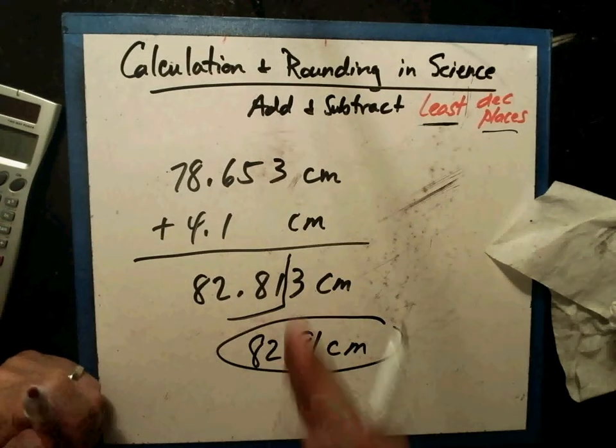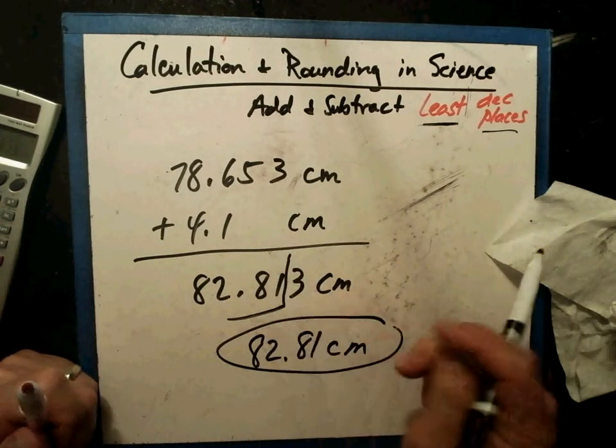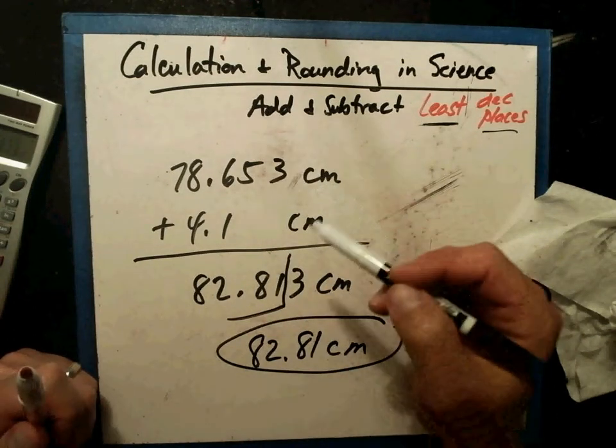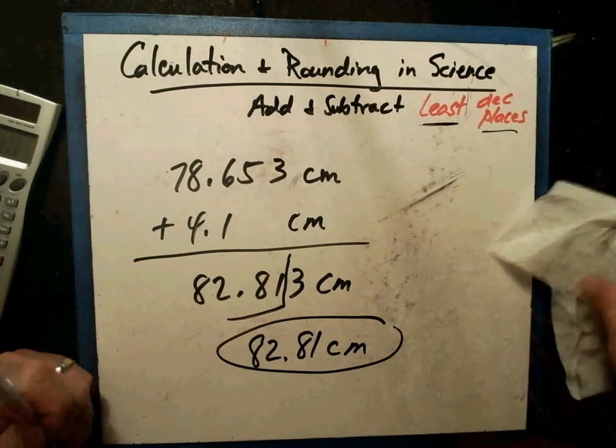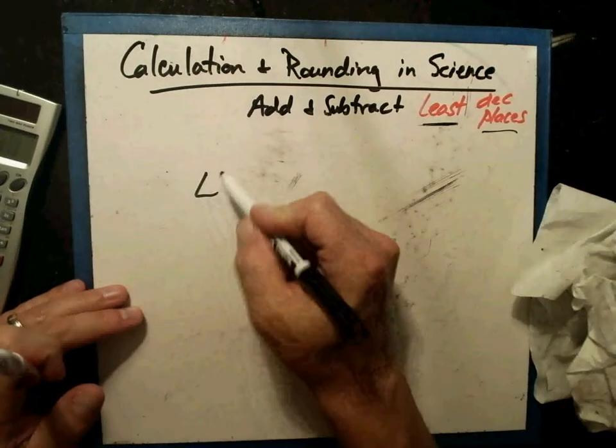What if that 6 wasn't there? Then I could only go to 1 decimal place. So the numbers in the question tell you where to round. It is not every question is rounded the same way. Let's try another one.